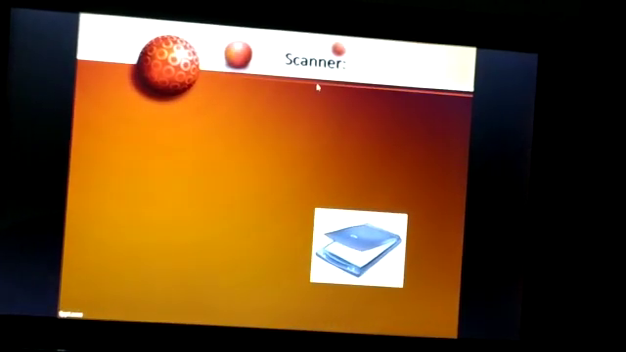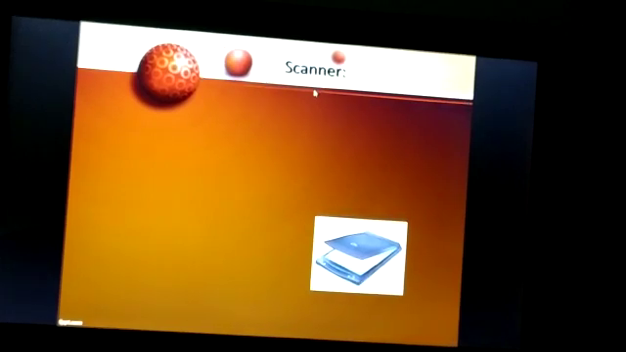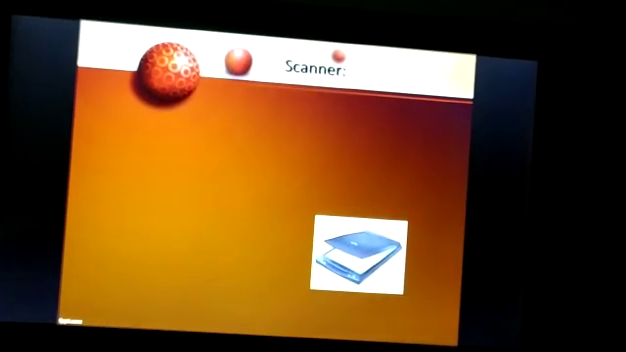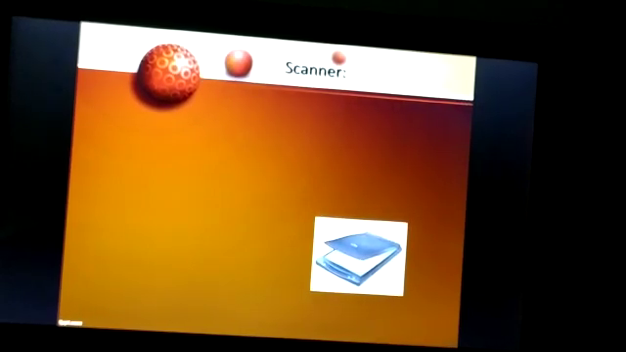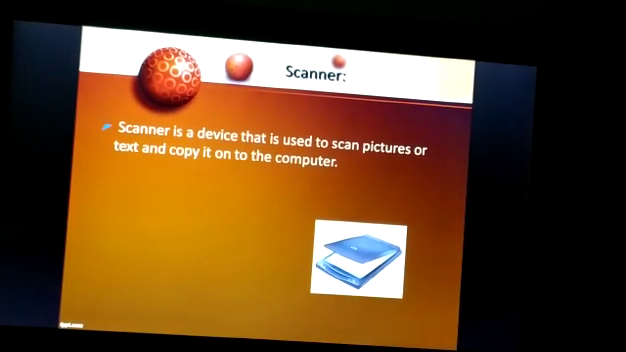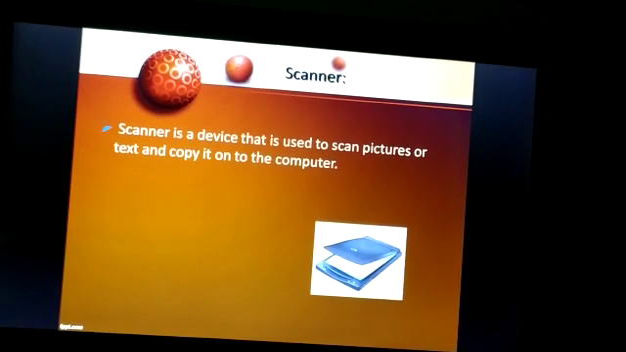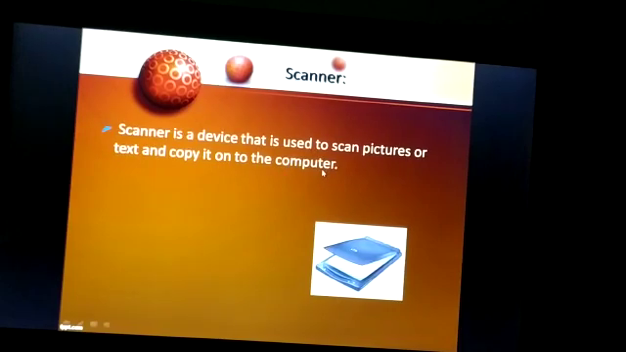We often type using a keyboard and draw pictures using a mouse. But sometimes we take things printed on a paper, whether it is a text or a picture, as it is on the computer. To do this job, a scanner helps us. Scanner is a device that is used to scan pictures or text and copy it onto the computer.